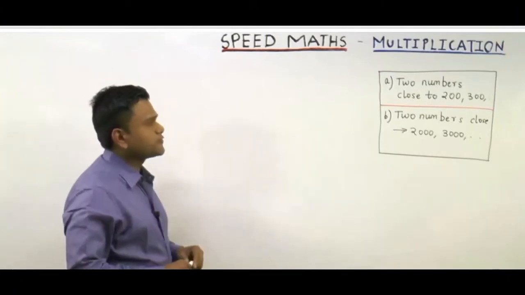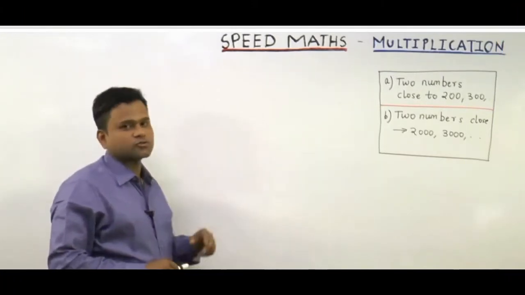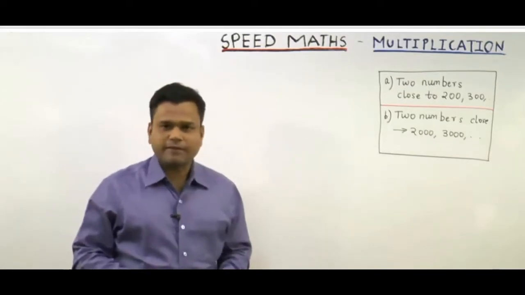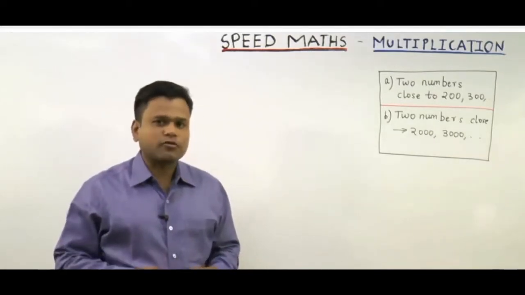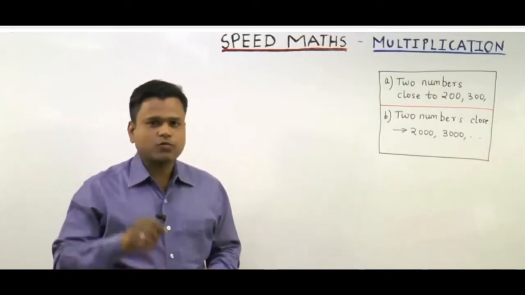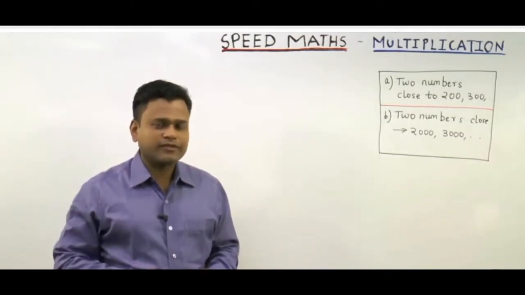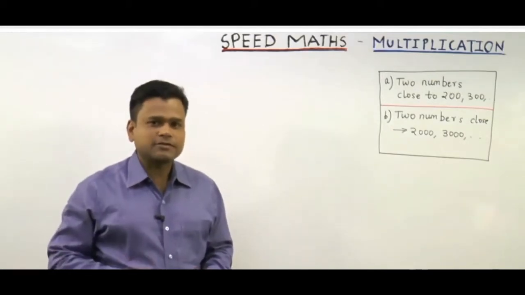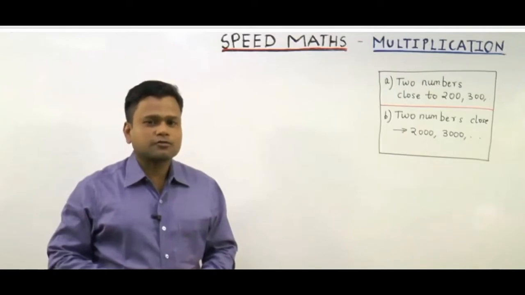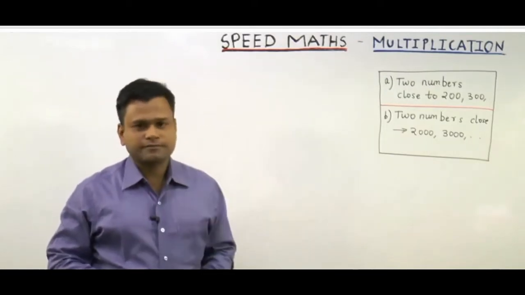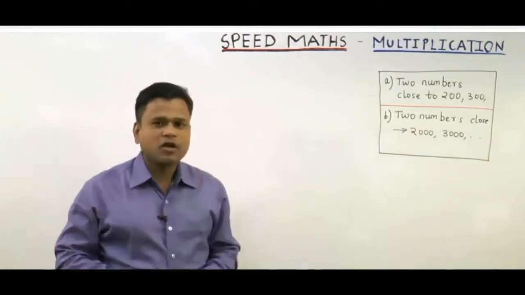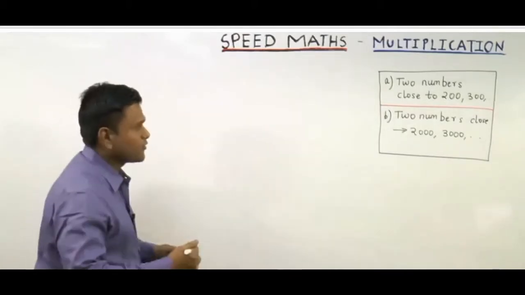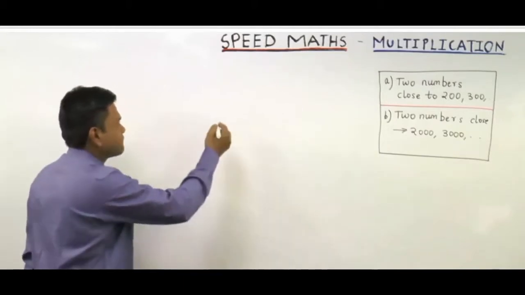We'll be talking about how to multiply two numbers if they are close to 200 or 300 or 2000, 3000. But before you watch this module, it is recommended that you watch the other video module in which we have talked about how to multiply two numbers if both are close to 100 or 1000. Then the understanding of this part will become much easier. Nevertheless, let's move on to 200s, 300s and so on. Let's take an example.